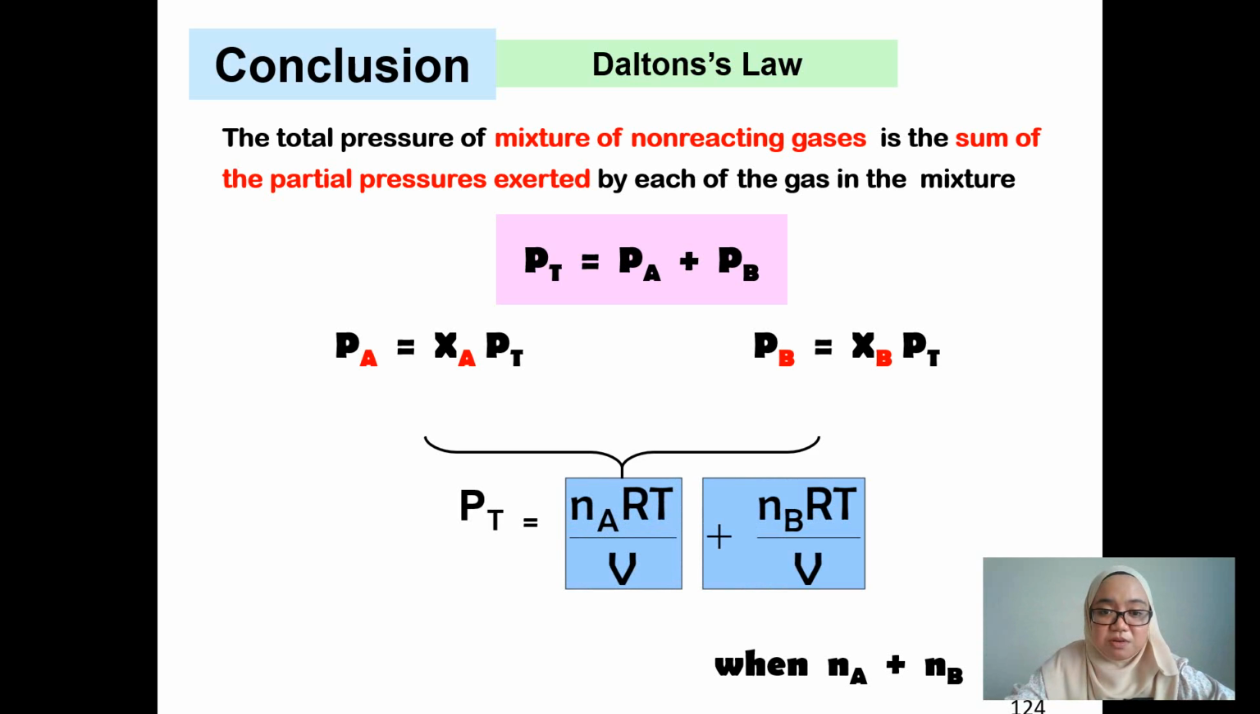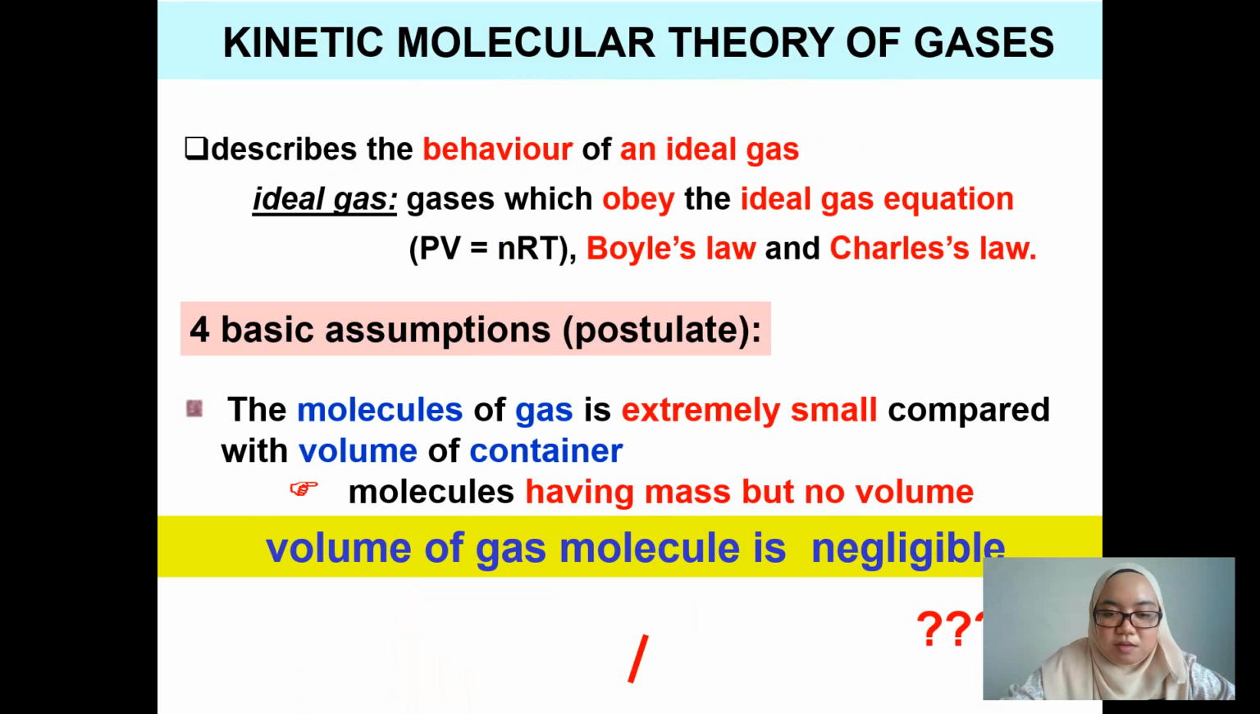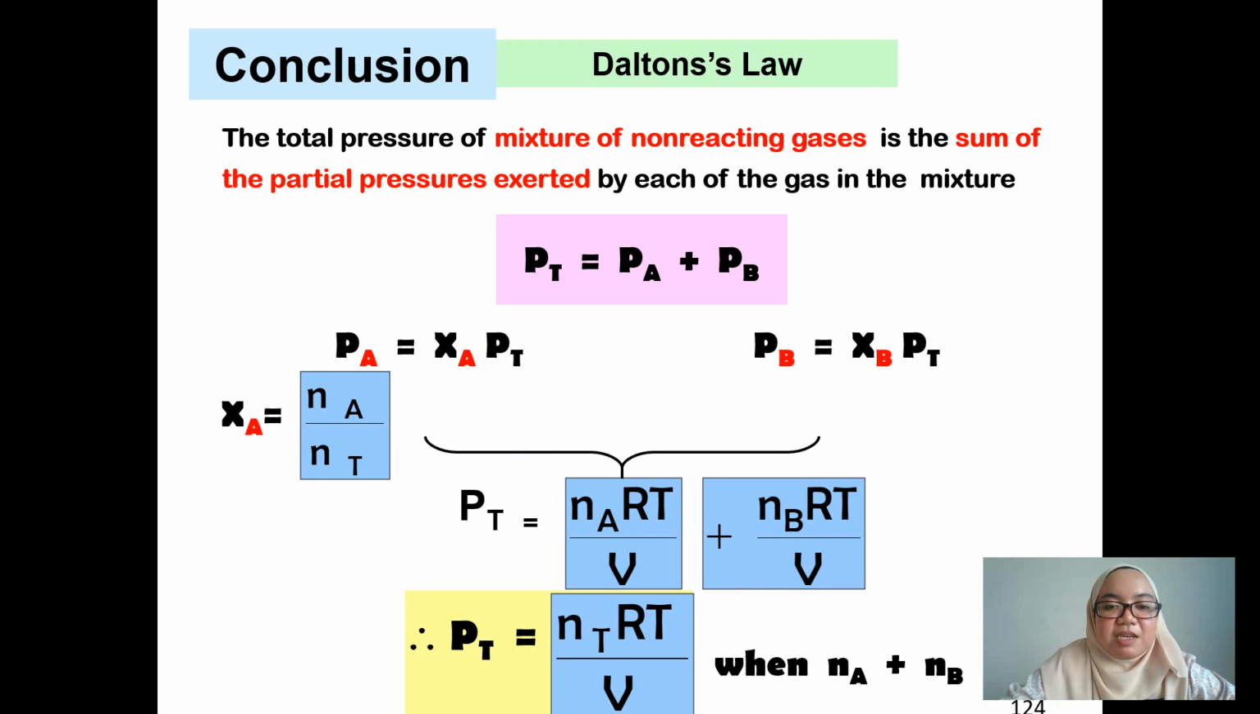Okay. So we know PA equals XA PT and PB equals XB PT. So the total pressure is the sum of the partial pressures for each gas. So here, PT equals nA RT over V plus nB RT over V, where nA plus nB equals nT. Okay, so P equals PT. P total equals n total RT over V. Okay. XA is already given.